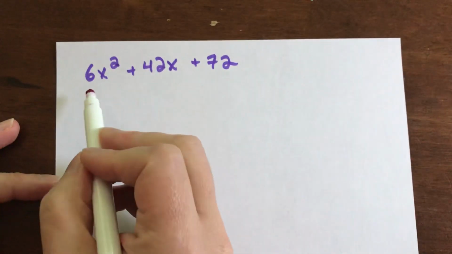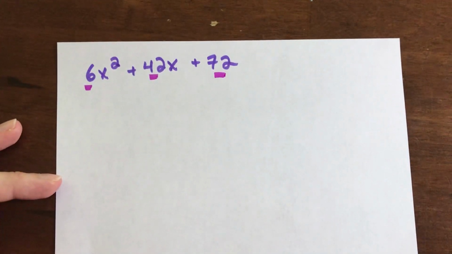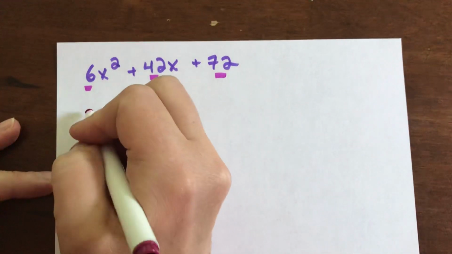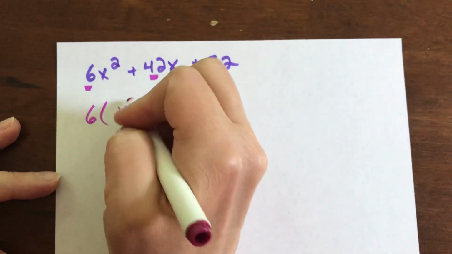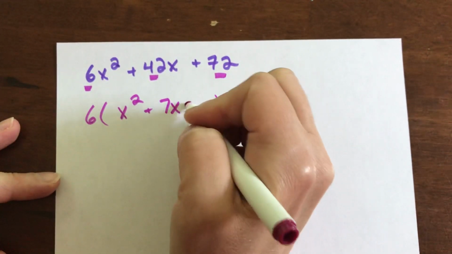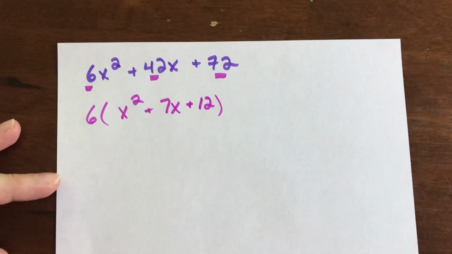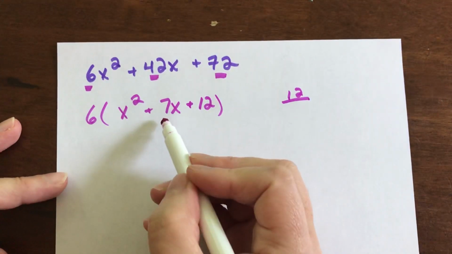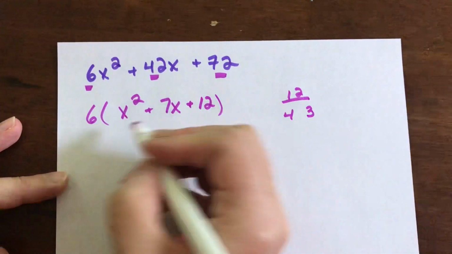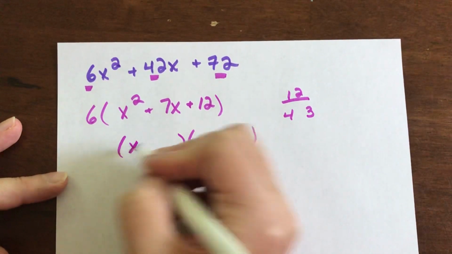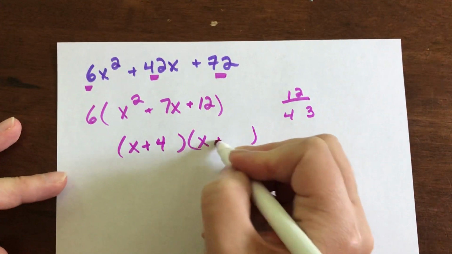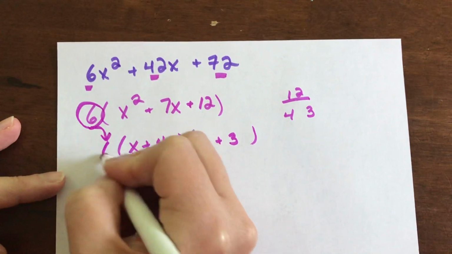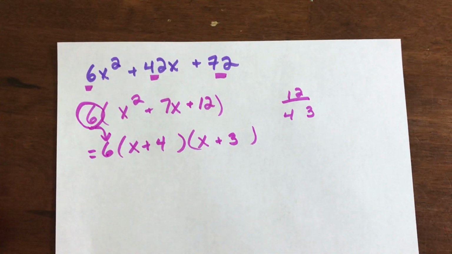All right, let's look at another one. All right, 6, 42, and 72. Can you think of a common factor? 6, 42, or 72? 6. Good. So pull out a 6, and I'm going to have x squared plus 7x plus 12. All right, ding, ding, ding, ding. Easy, easy peasy. So what are 2 factors of 12 that add up to equal 7? That's 4 and 3. So I'm going to replace that long one, divide up my x's, put a 4, put a 3, and then what do you do to the 6? You bring it down. So you get 6 times x plus 4 times x plus 3.